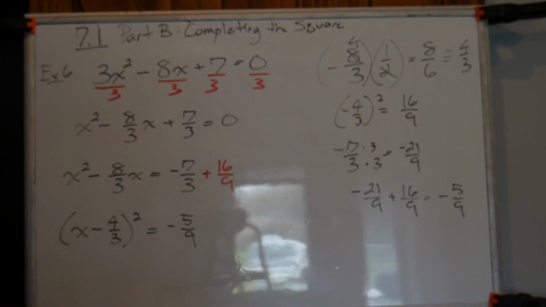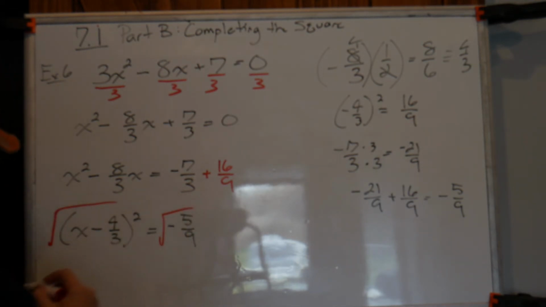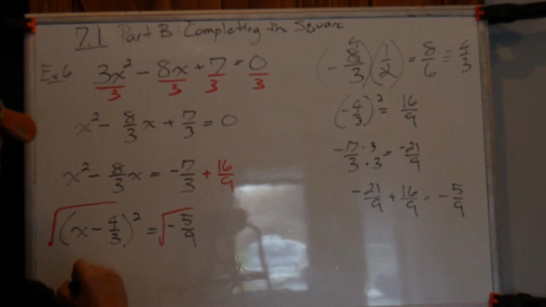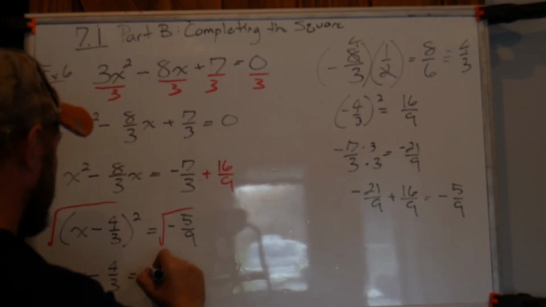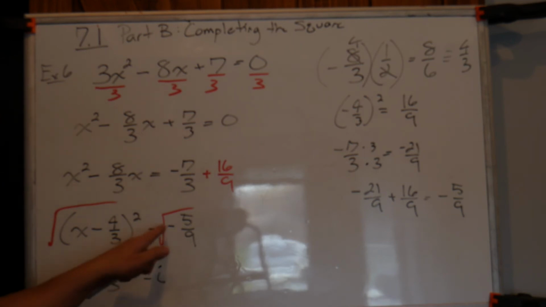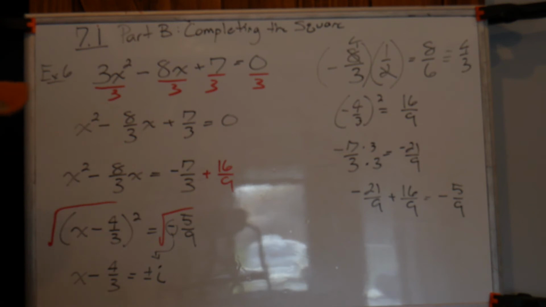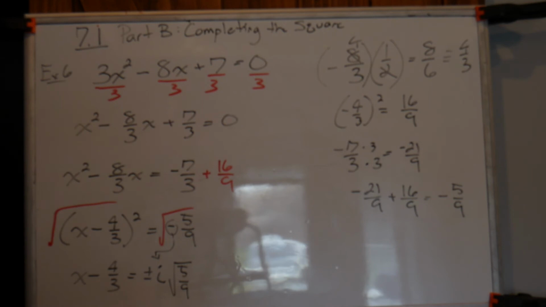All right, so with -5/9, now I know that I'm taking the square root of both sides. I have a negative. You can pull that out whenever you want. You can pull the i out. So I have x minus 4/3 equals plus or minus, I'm going to pull it out right now so I don't forget. My negative, I pull out as i. And I have square root of 5/9.